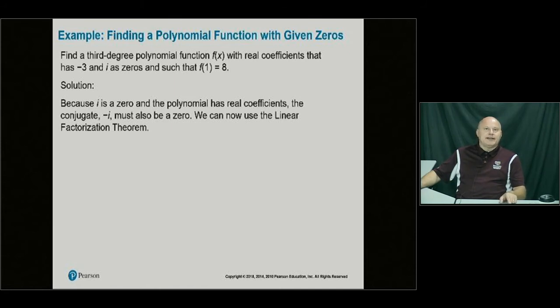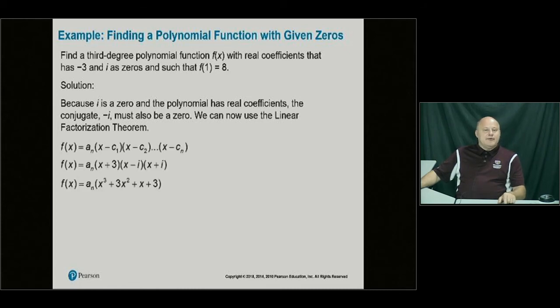And so we can use that with the linear factorization theorem. So f of x equals a sub n, remember that leading coefficient out there, and then x minus c1, x minus c2, out to x minus cn. But in this case, it's just going to stop at c3. You're like, why does it stop at c3? Because we only got 3 zeros, remember? Sorry, they're not 1. They're negative 3, i, and negative i. So it's going to be x plus 3, x minus i, and x plus i. Now, they don't tell you this here, and it's very easy to make this mistake.